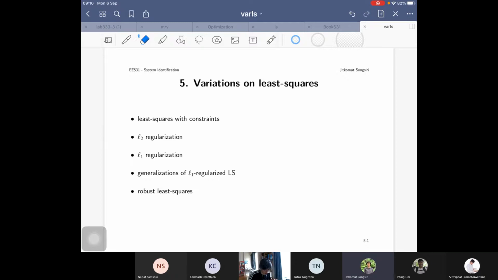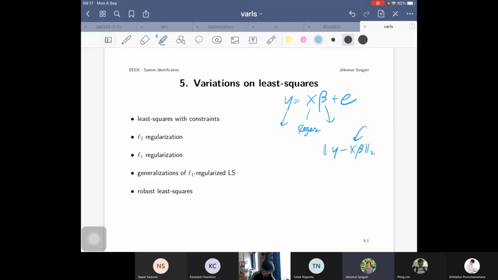The previous chapter described the linear least square framework to estimate the model in a linear regression form given by this equation. Beta is the regression coefficient, X is the regressor matrix, and Y is the response variable. In this chapter, we would like to extend the problem of minimizing the 2 norm of the error that comes from the linear regression model.